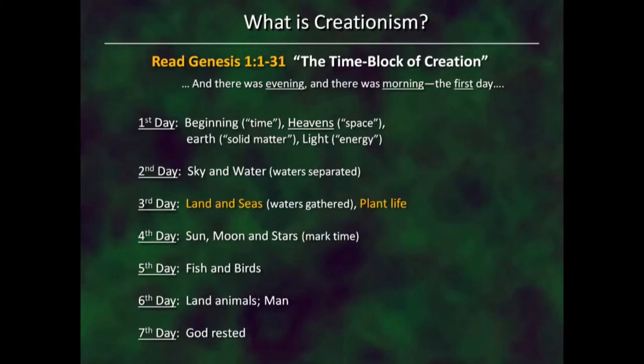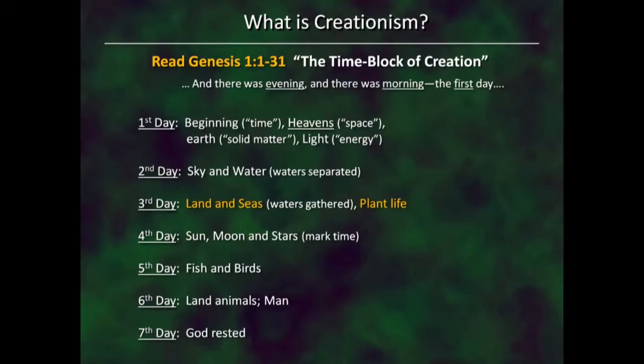Then God said, let us make man in our image, in our likeness, and let them rule over the fish of the sea and the birds of the air, and over the livestock, and over all the earth, and over all the creatures that move along the ground. So God created man in his own image. In the image of God he created him. Male and female he created them.